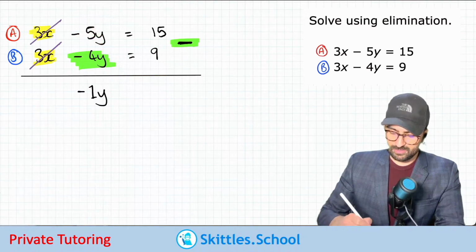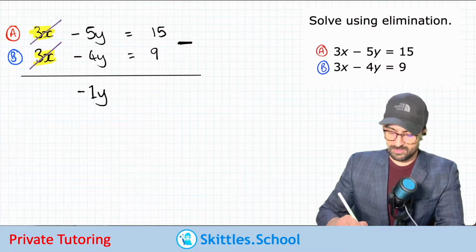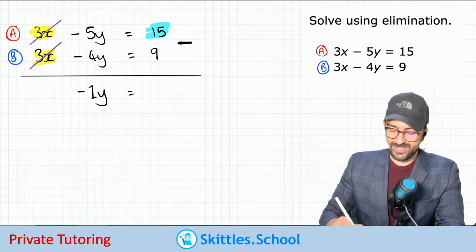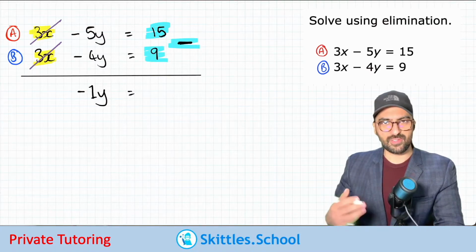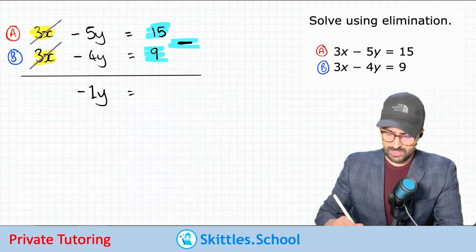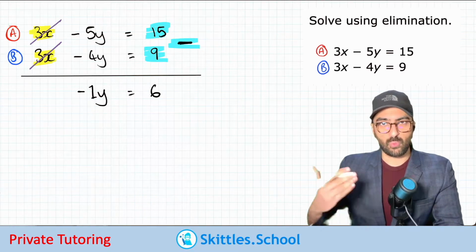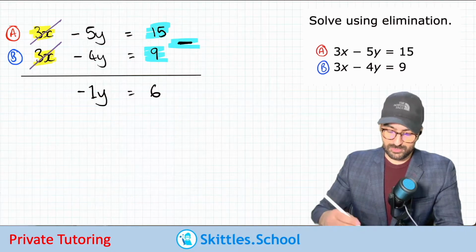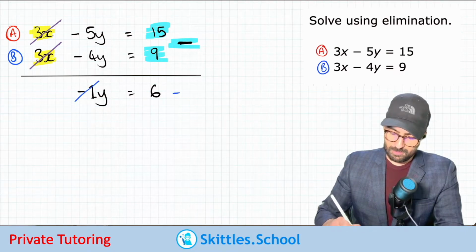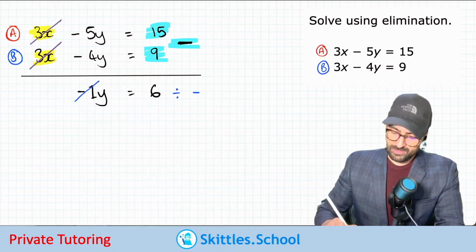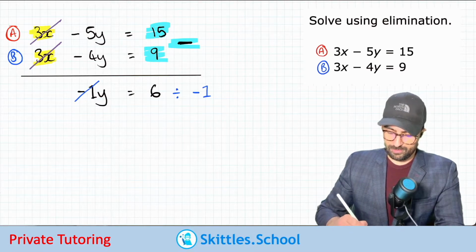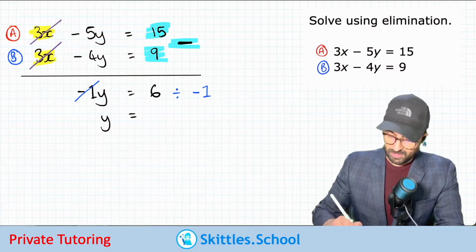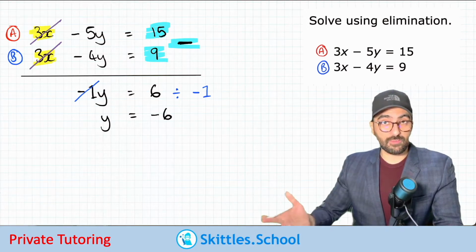How about the next part of this? It says 15 minus 9. So 15 take away 9, we know is just 6. Now we've got minus 1y equals 6. Let's solve for y. If I was to divide both sides by minus 1, that will leave me with just y on its own. And 6 divided by minus 1 is minus 6. And now we have a value for y.